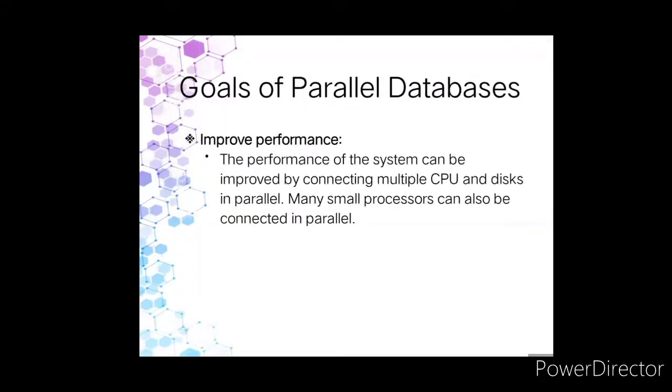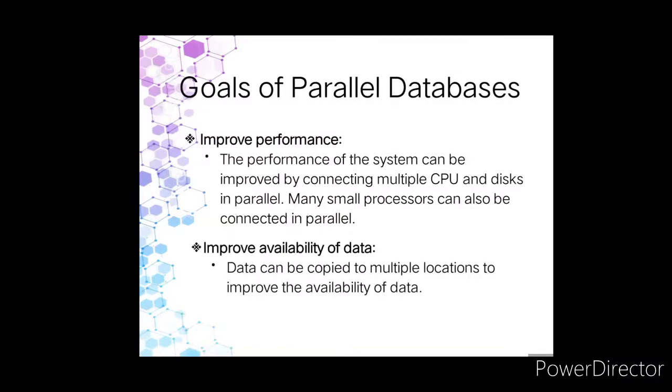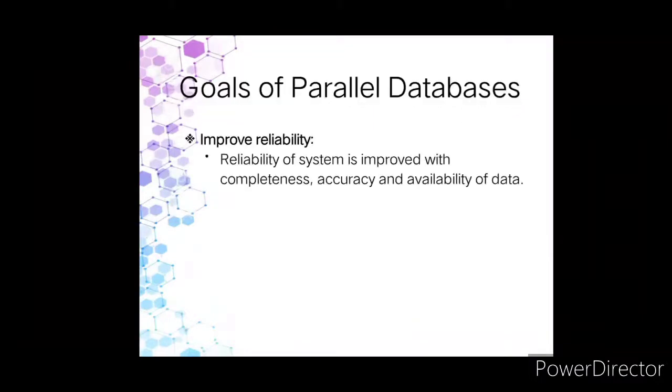First is improve performance. The performance of the system can be improved by connecting multiple CPUs and disks in parallel. Many small processors can also be connected in parallel. Second is improve availability of data. Data can be copied to multiple locations to improve the availability of data. Third is improve reliability. Reliability of the system is improved with completeness, accuracy and availability of data.